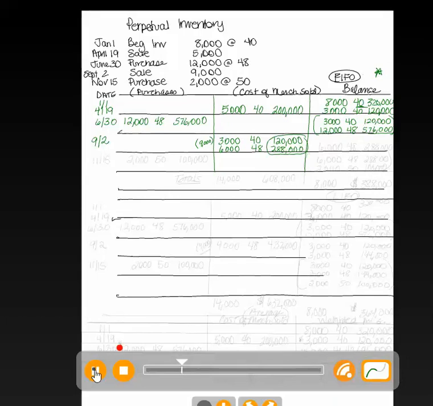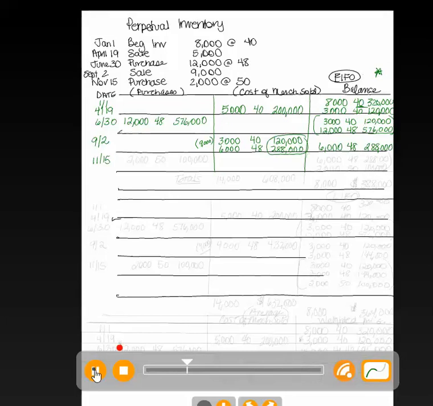Now, I need to see what I have left over, ending balance at the end of the day. I don't have any $40 units left because I've put them all on the truck and they've gone home with my client. But $48 units, I have some left. I had 12,000 and I put 6,000 on the truck. So now I have 6,000 $48 units left for an inventory balance of $288,000.